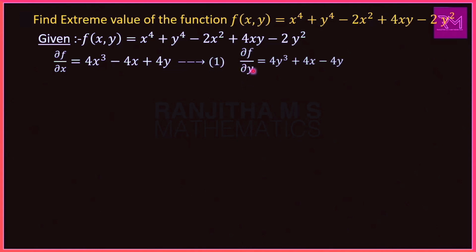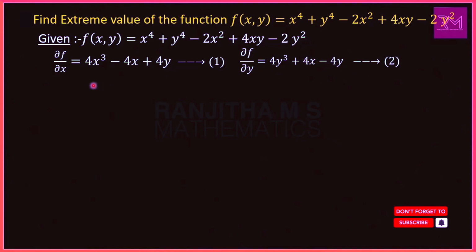Similarly, del f by del y value is, here we have to treat x value as constant. The differentiation of y power 4 is 4y cube, this value becomes 0, plus here we have to treat 4x as constant and differentiation of y is 1, hence we get 4x minus 2 into y square, differentiation is 2y, hence we get 2 into 2 is 4y. Consider this as equation number 2.